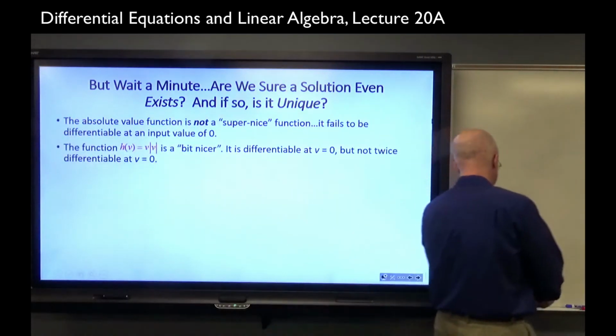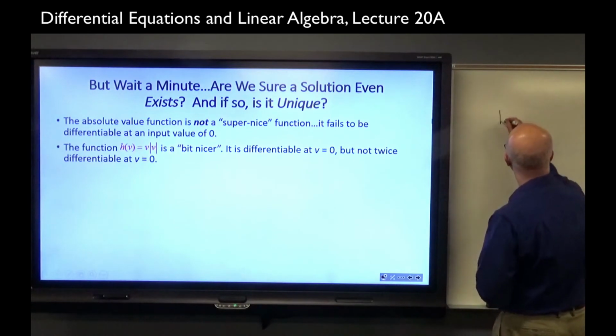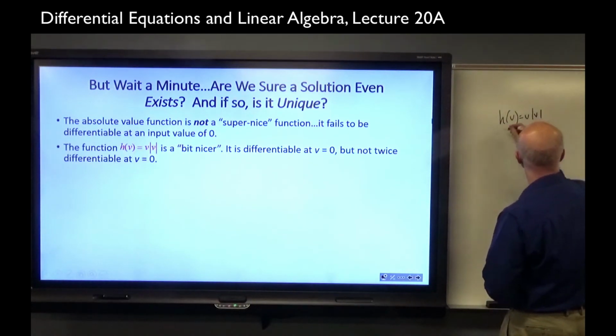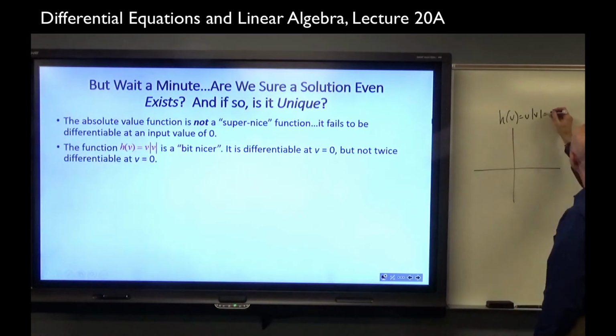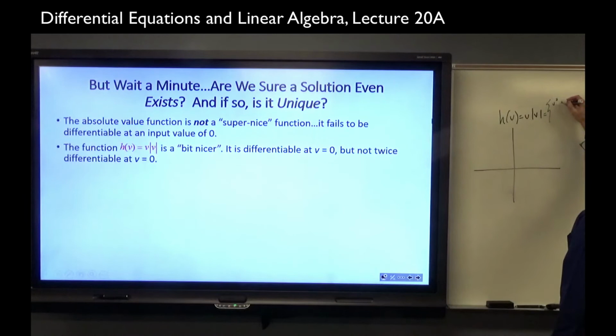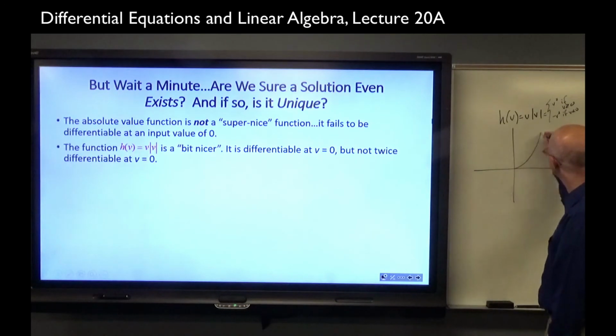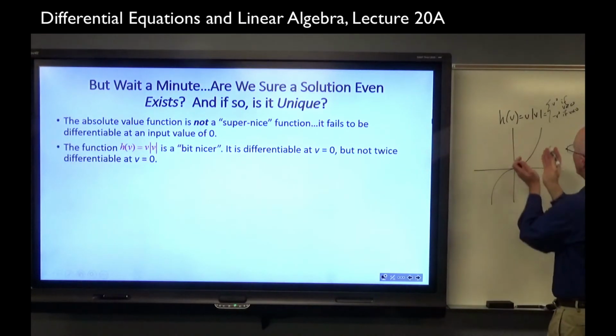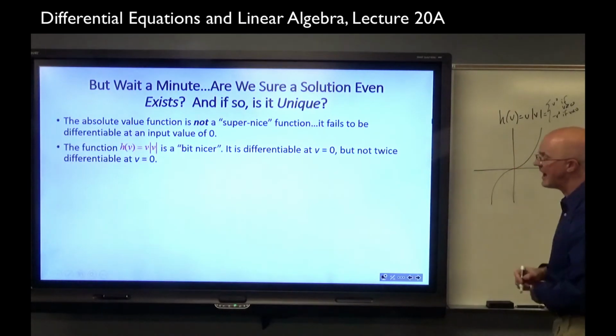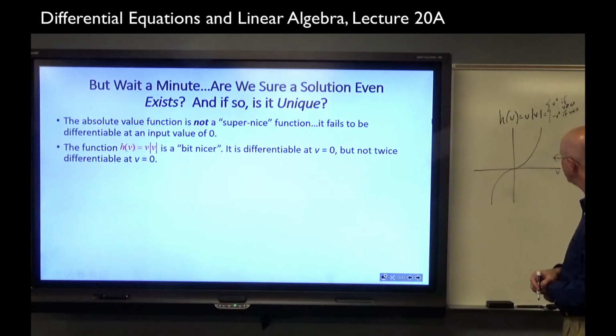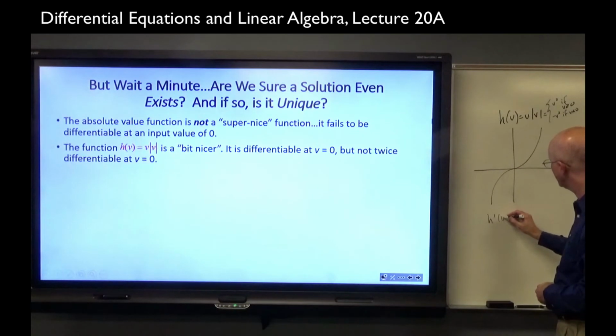Why? Well, let's think about its graph. h of v equals v times the absolute value of v. This equals v squared if v is greater than or equal to 0, and negative v squared if v is negative. It looks like a cubic, though it's not. It's two parabolas essentially pieced together. A parabola opening upward when v is positive, and a parabola opening downward when v is negative. This is continuous. It also turns out h prime of 0 exists. This is differentiable, and the derivative at 0 is 0.